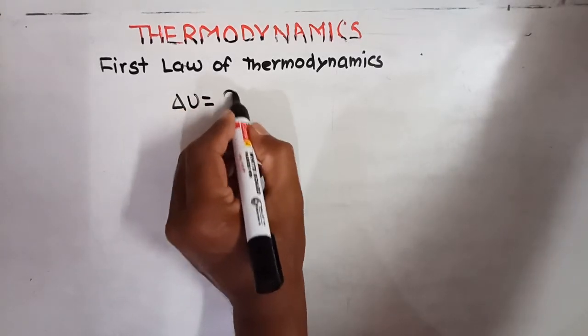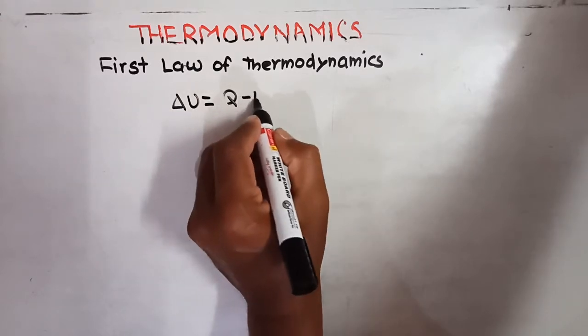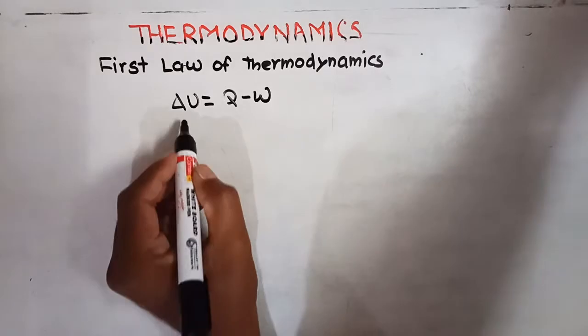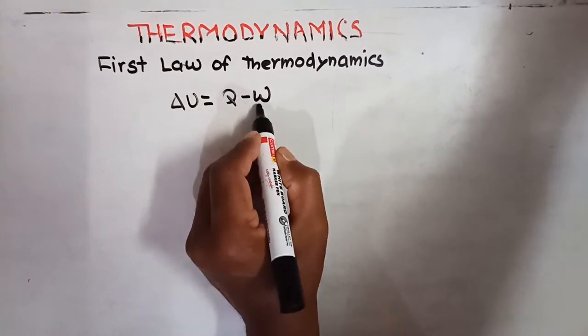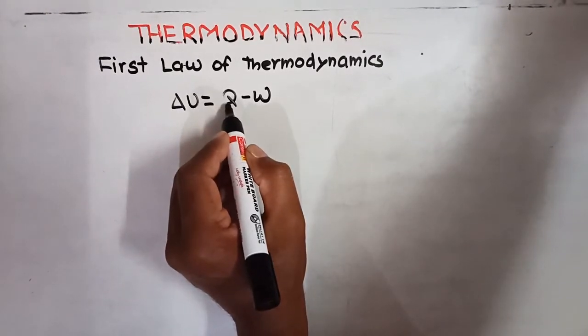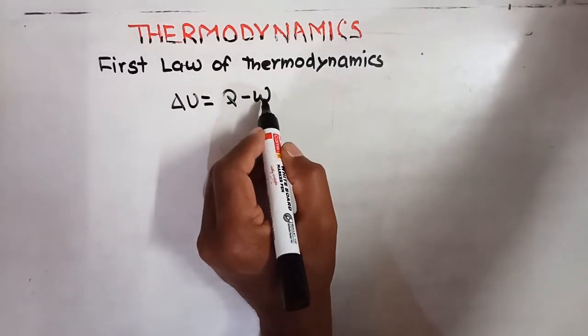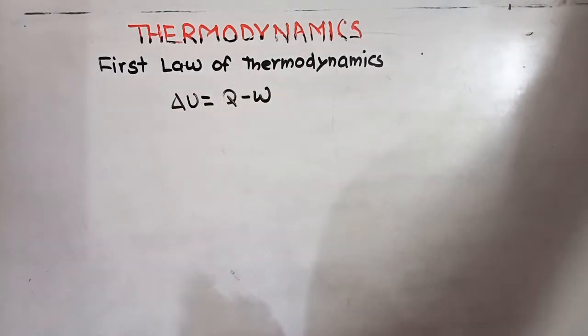The mathematical statement is del U is equal to Q minus W, where del U is the change in internal energy, Q is heat supplied to the system, and W is work done by the system on its environment. The first law of thermodynamics is stated as: the change in internal energy of a system is the difference between heat supplied to the system and the work done by the system on its environment. So this is the first law of thermodynamics.